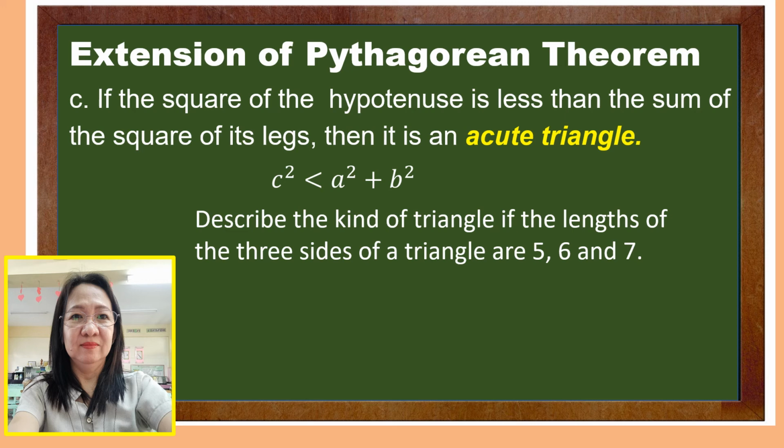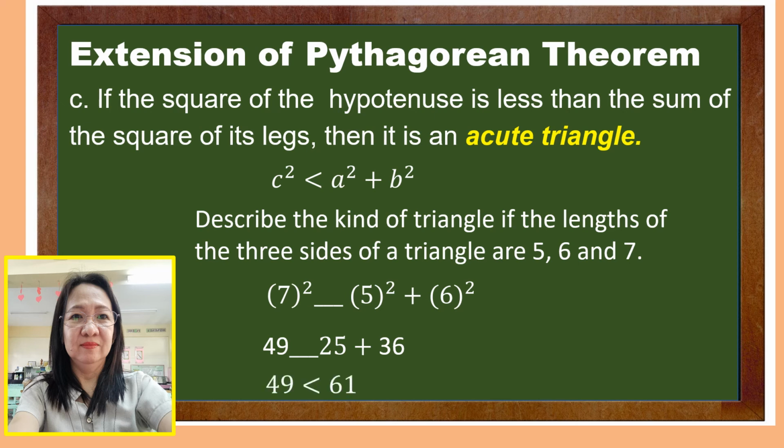Now since 7 is the longest side, this is our hypotenuse. So the square of 7, blank, 5 squared plus 6 squared, which are the two legs. Then the square of 7 is 49, the square of 5 is 25, and the square of 6 is 36. Combining 25 and 36 will give us 61. And obviously, 49 is less than 61. So this is an acute triangle.